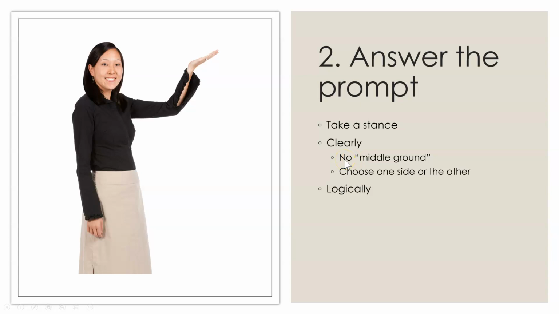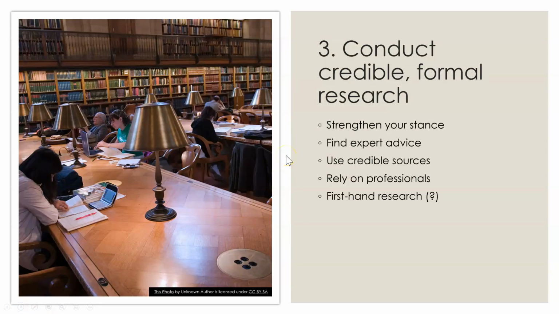In other words, there's no middle ground. For example, don't say, well, a burrito I think is this, or I think it's that. No, you have to clearly state what it is that you're trying to argue. You have to choose one side or the other. There is no middle ground. That is what makes it an argumentative essay. And of course, you have to be logical in the points that you address to support your thesis or your claim. Moving on to step number 3.